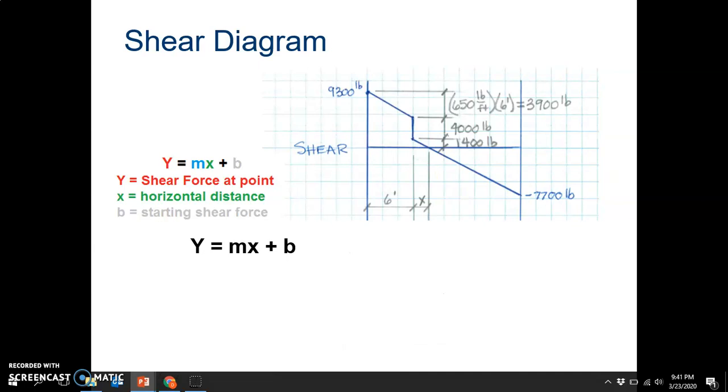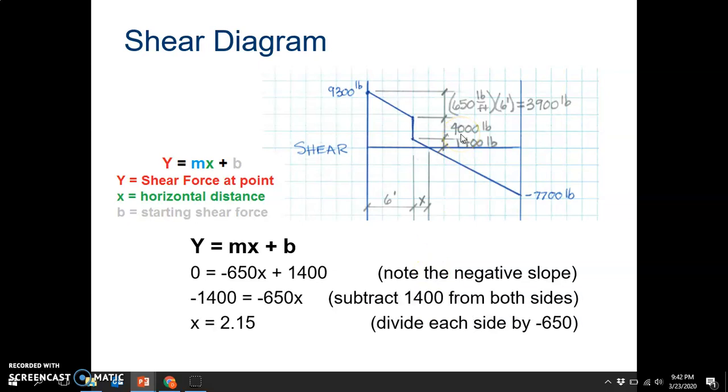So we have y equals mx plus b. Y is equal to the shear force at a given point. X is the horizontal distance, and b is the starting shear force. So I know that the shear force at that instance is 0. So y is going to be equal to 0. The slope is going to be the negative 650. The x is what I'm solving for, and b is where I'm starting at, which is going to be this instant right here. Note the negative slope, and we will pretty much always have negative slopes when we do this because the forces are going down.